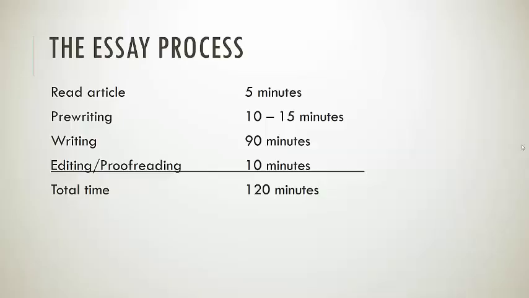In the WPT, you have to read the article, do your pre-writing, write the actual essay, and then leave some time for editing and proofreading. Assuming that the article is 2 to 3 pages, I suggest you spend maybe 5 minutes or a little bit longer, but not too much reading. Then you want to spend 10 to 15 minutes pre-writing, 90 minutes on your writing, and then another 10 minutes on editing and proofreading. The total time is 120 minutes or 2 hours.